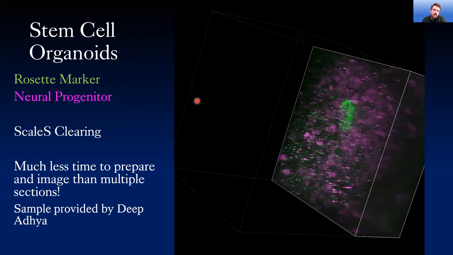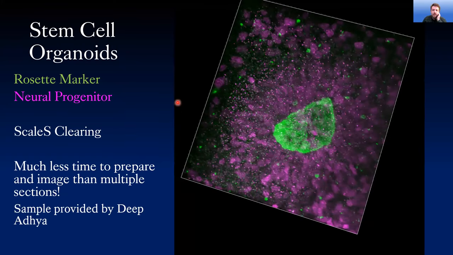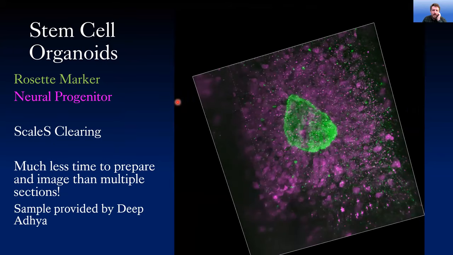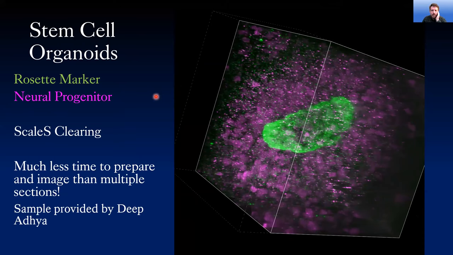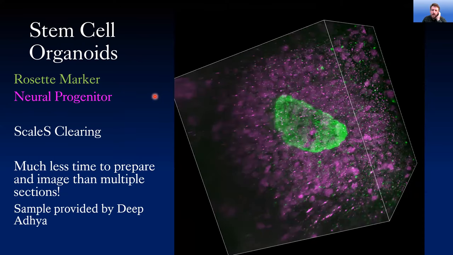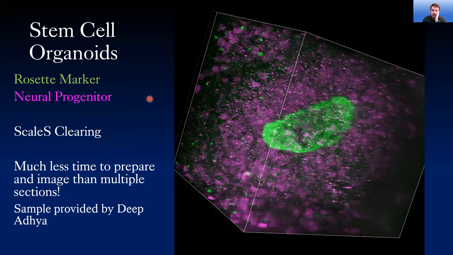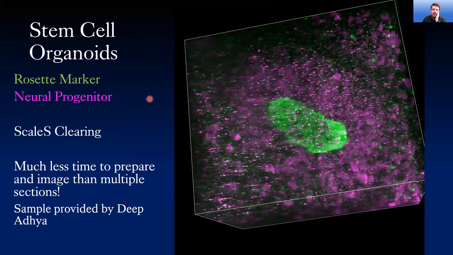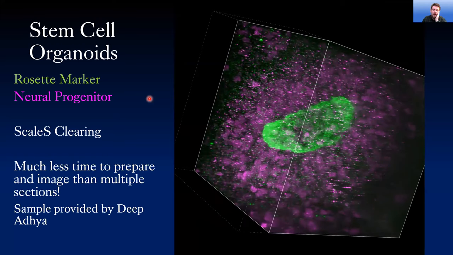And so this was a sample that Deepak's group helped me image. He prepared them and cleared them, and he was interested to see over time with different samples how well these rosettes were forming. And one thing he really didn't want to have to do was section a whole load of them and stain them. Rather than that, we can just leave them as they are, mount them in agarose, clear them, and image.